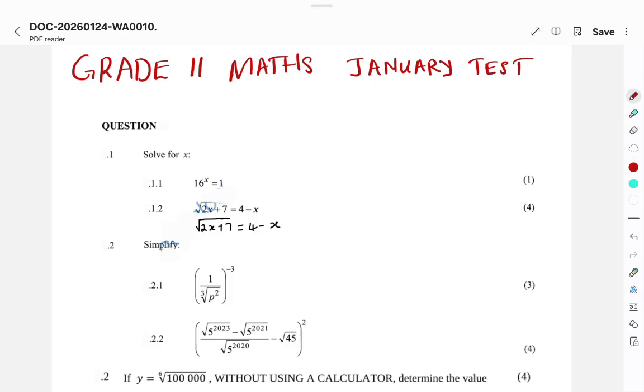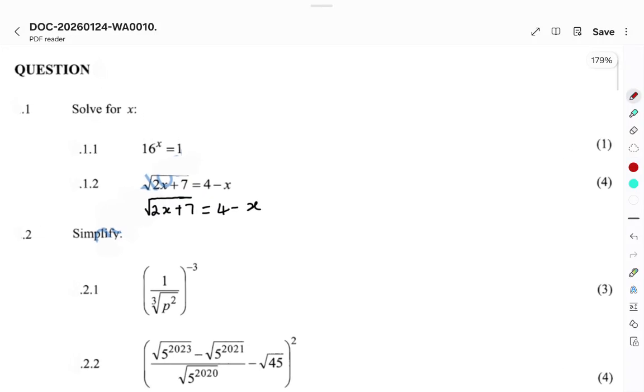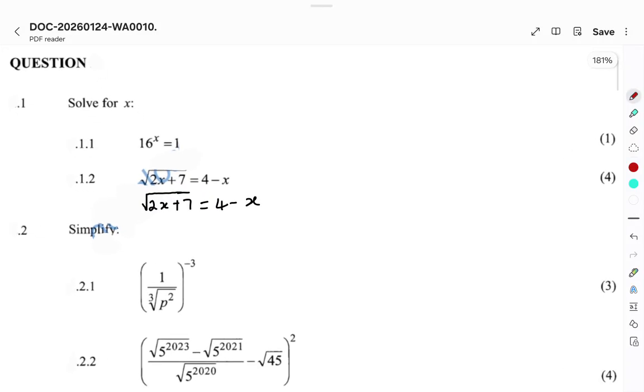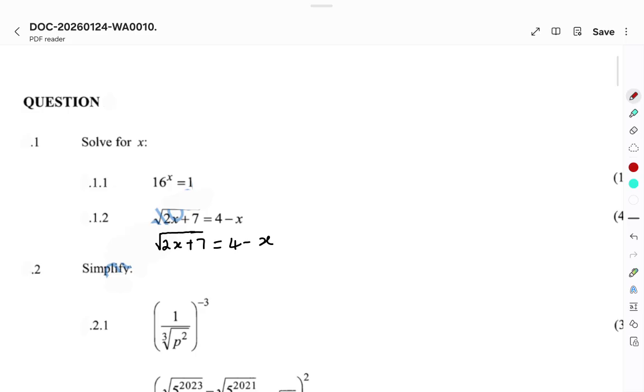Okay, so let's just start. So let's start with question one. Question one says we need to solve for x, and we are given that for 1.1.1, we have 16 to the power of x equals 1.